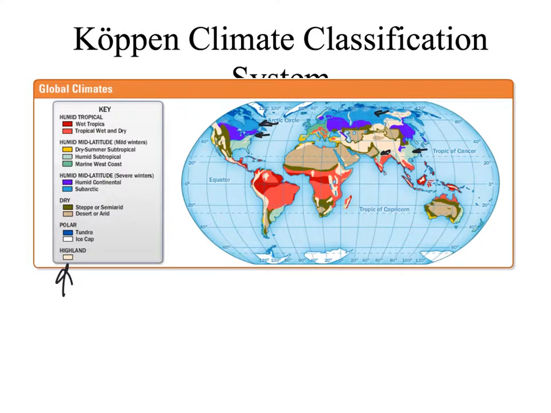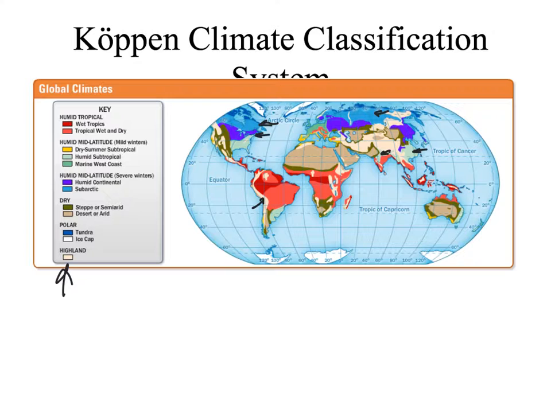Our highlands are going to be up in the mountains where it's a higher elevation, and we can get so high that they become very arid and dry, such as the Atacama Desert that we'll talk about a little bit over here. And then polar-wise, we have our tundra where the ground is always frozen, and then ice cap where it's just ice. So that's our Köppen climate classification system, and we went through it quickly.